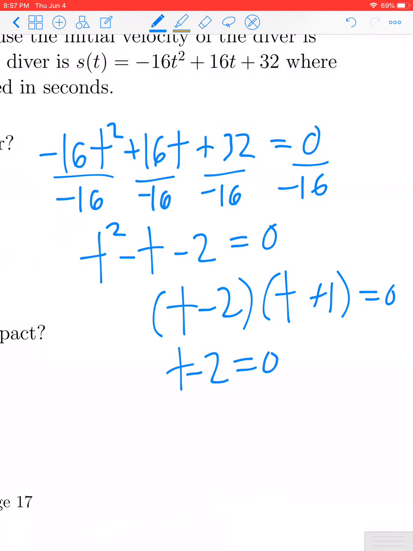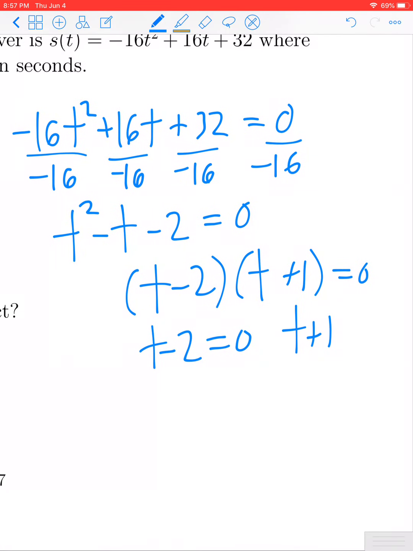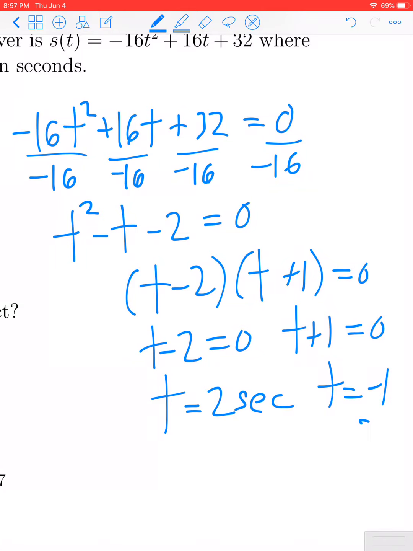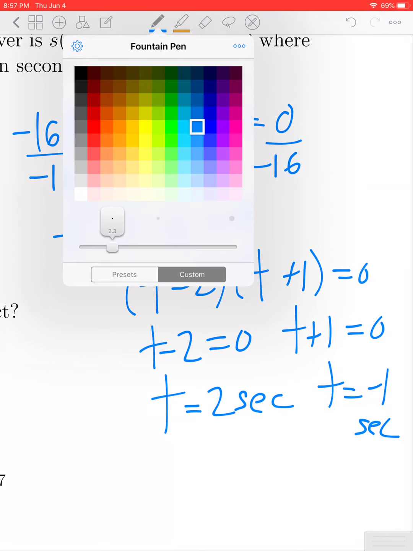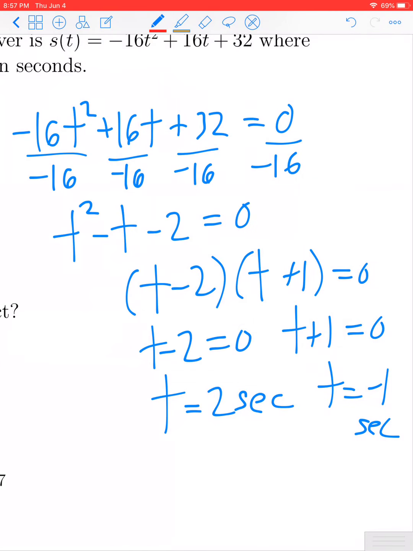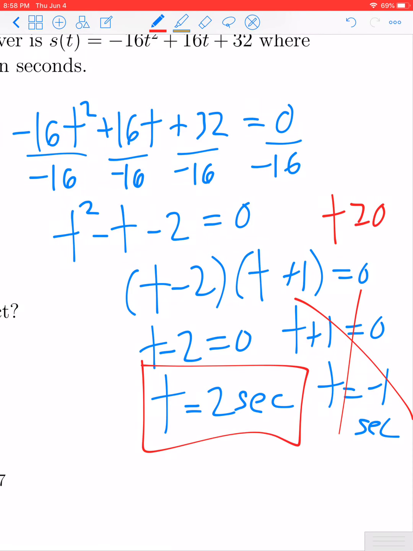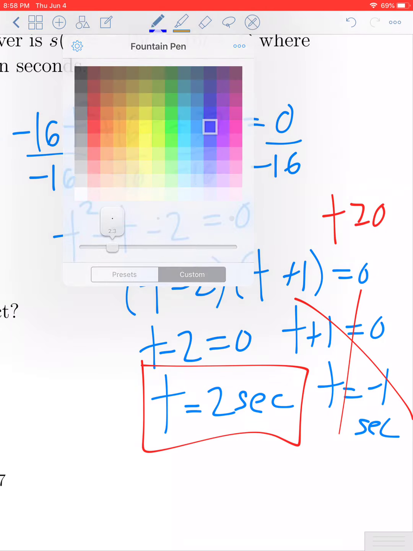We can set each factor equal to 0 individually. T minus 2 equals 0, t plus 1 equals 0, and we would get two solutions. One would be t equals 2 seconds. The other would be t equals negative 1 second. For an application problem like this, the function s of t only models the height of the diver after they jump. So it's only valid for time greater than or equal to 0, which means the only solution that would make sense here would be t equals 2 seconds.